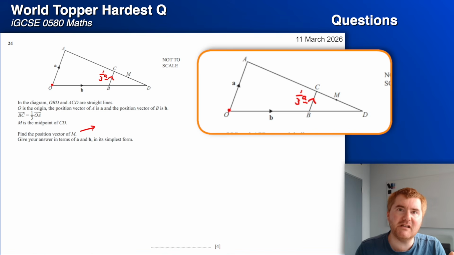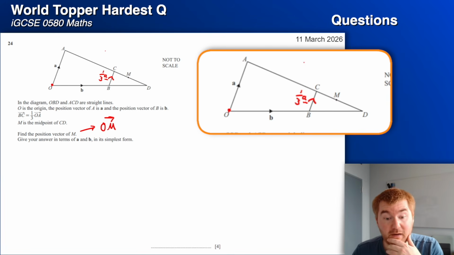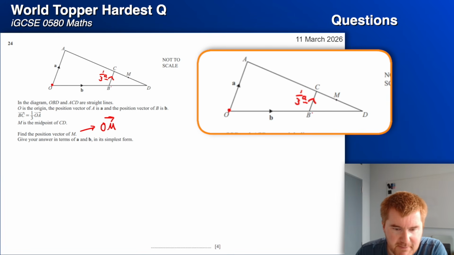I know a lot of students like yourself get confused when they use this phrase position vector. So what we're looking for is essentially the vector OM to go from O to M over here. Now there's a couple of different routes that we can take here. We can go O to B, B to C, C to M, or O to A to C, C to M. So we have a couple of different ways to do this.